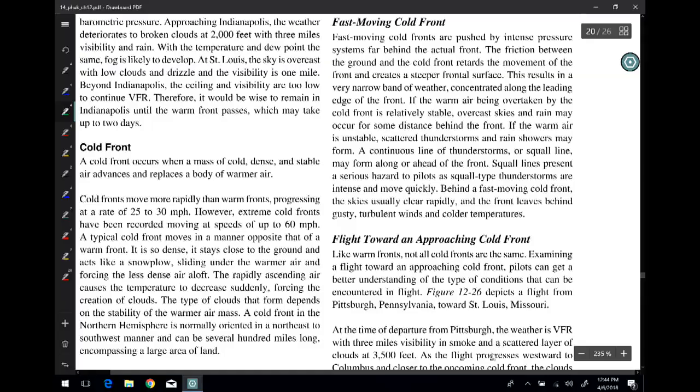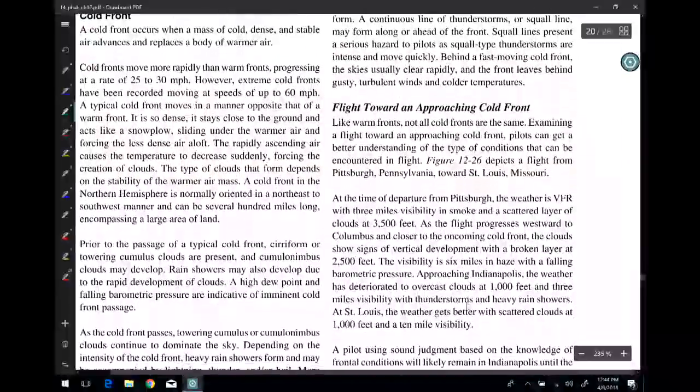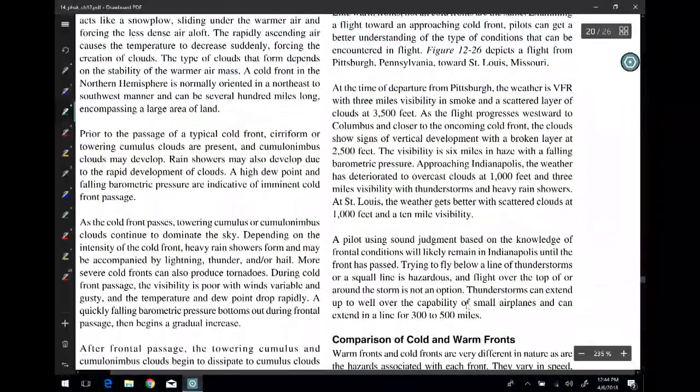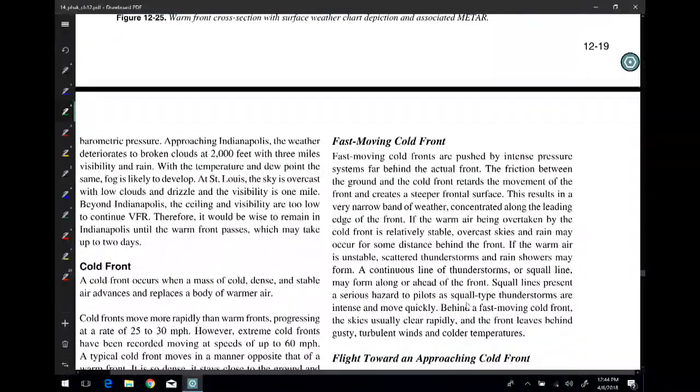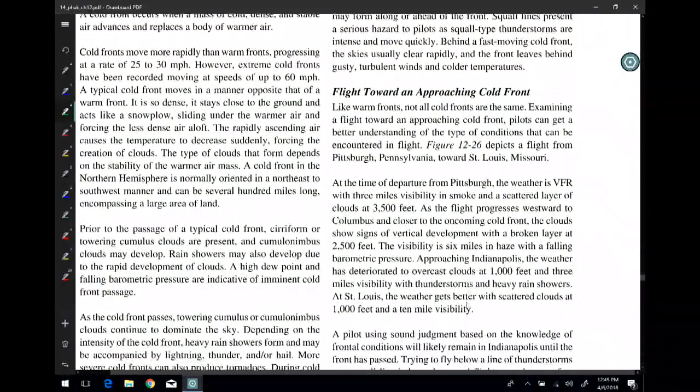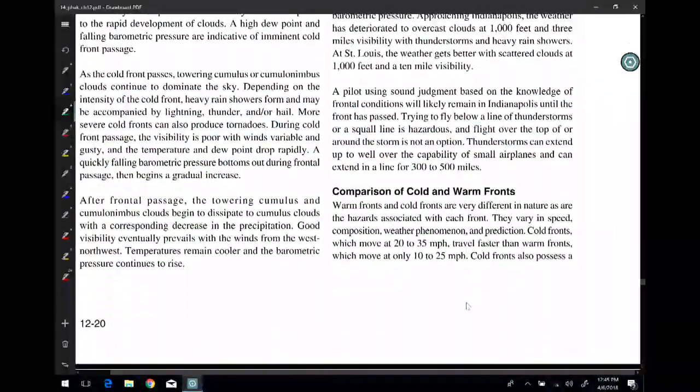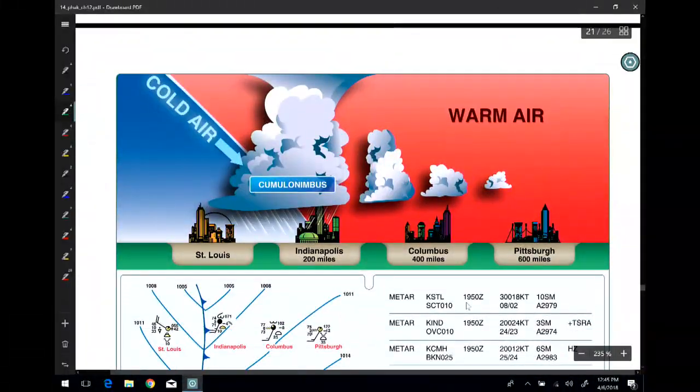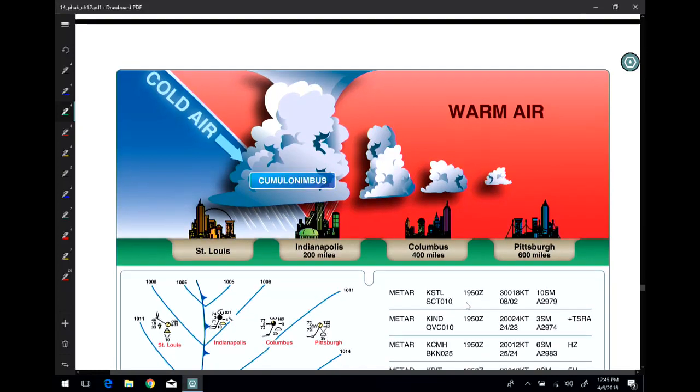So when you're looking at these cold fronts, we're going to look at a picture of it here. I want to make sure that I'm not missing anything here. Yes. So here's a picture of what it looks like with a cold front overtaking warm air. You can see that leading edge of that cold air just digs down.